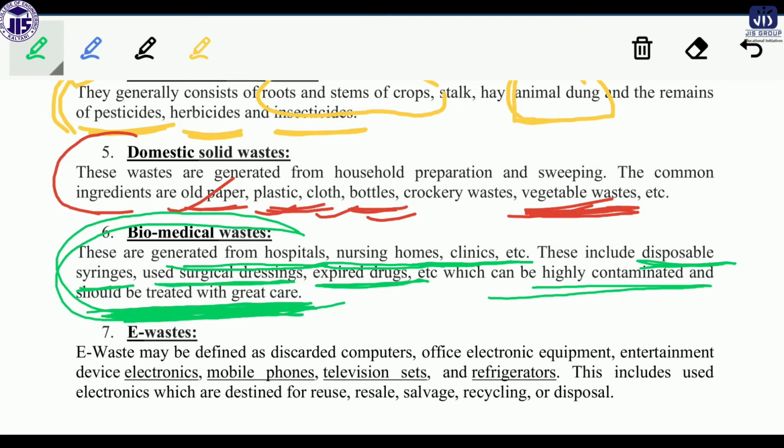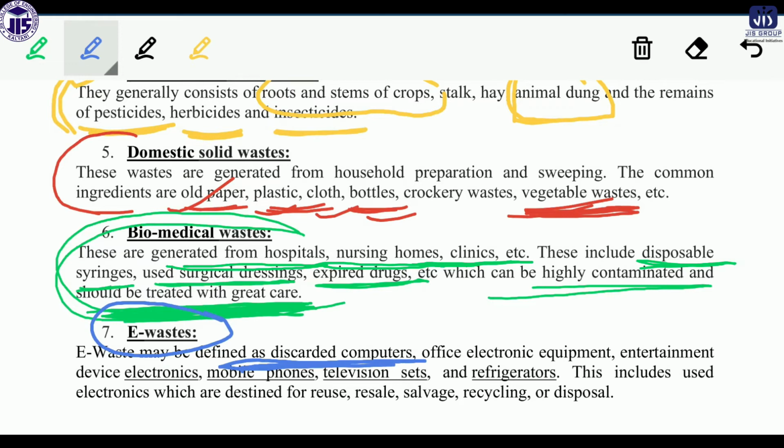And now we come to the last type of solid waste, which is e-waste. Actually, it may not be the last, as there is another kind of solid waste in this category that remains. After e-waste I will tell you about it. E means any kind of electronic waste. So e-waste can be defined as discarded computers, or any kind of discarded electronic devices.